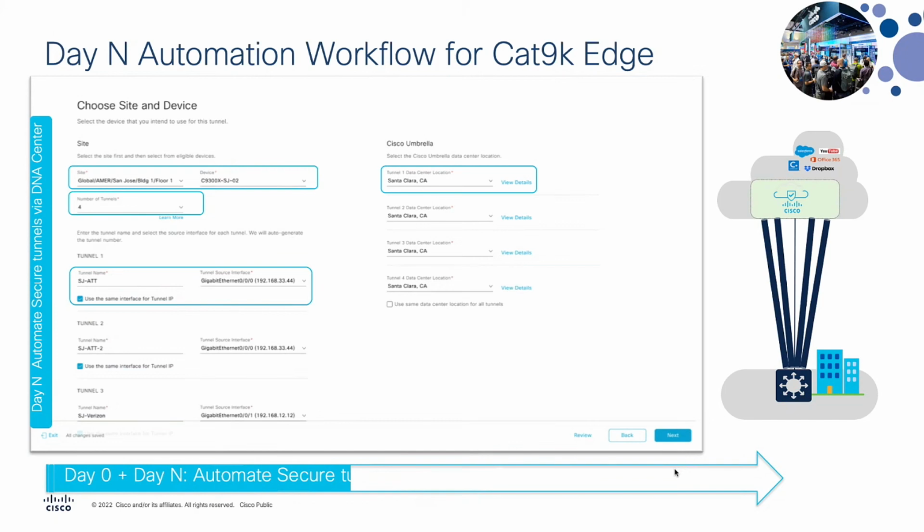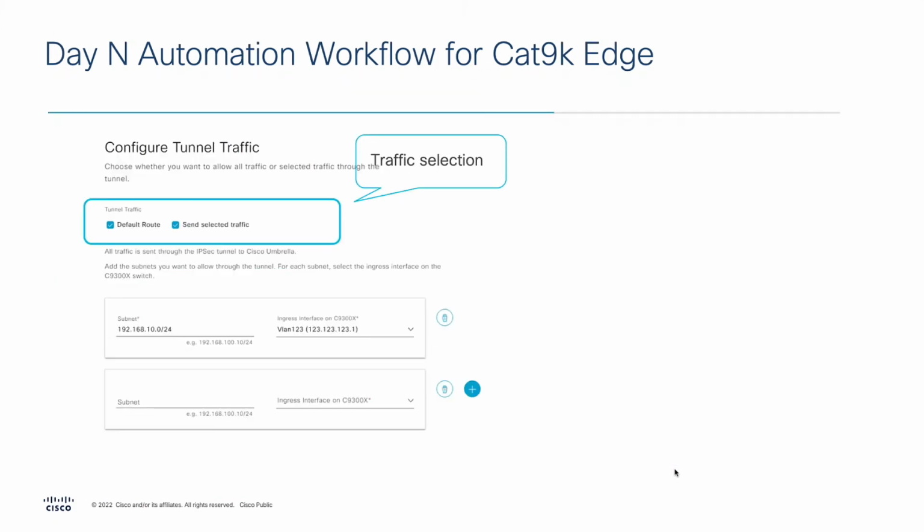Then you push the submit button, and your tunnel basically comes up. And obviously, there are other options too. For example, I talked about being able to send all the traffic to the umbrella, or you can send only selected traffic. If you pick the selected traffic option, then you can pick the subnet that you want to select. And again, with that, you have policy-based routing as well on the DNA Center.